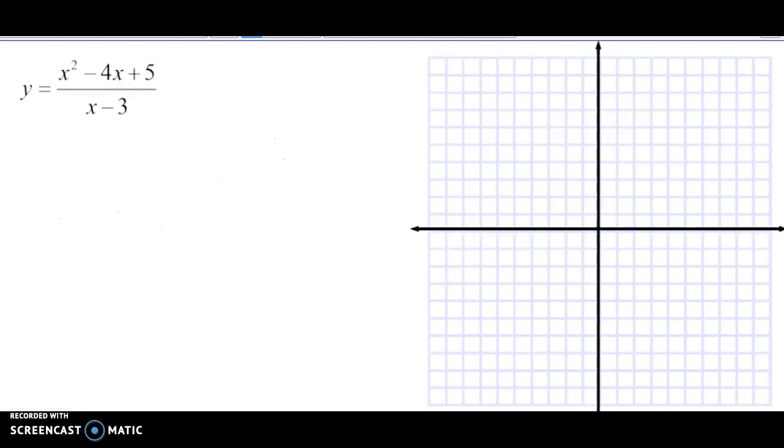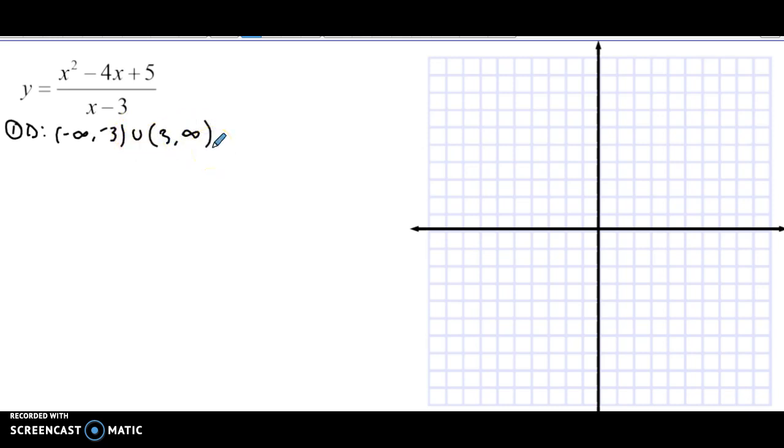All right, let's look at the last example. So we have x squared minus 4x plus 5 over x minus 3. Looking at this, not really too much I can simplify that's going to cancel anything, so I'll leave it as it is. So my first step is to find my domain. My domain is simply going to be -infinity to -3, and then union 3 to infinity.